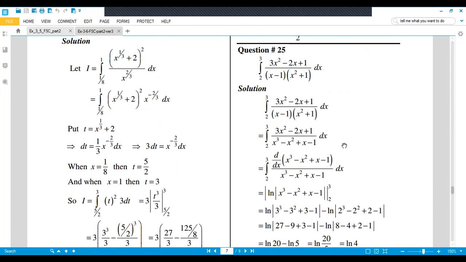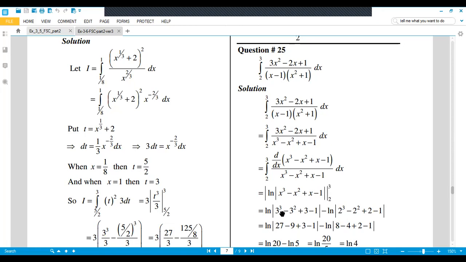Very easy and interesting. Number 25 is 3x square minus 2x plus 1 over x minus 1 multiplied with x square plus 1, we get this. So if you check, the derivative of x cube minus x square plus x minus 1 is present in the numerator. How? The derivative of x cube, 3x square, is present; the derivative of x square, minus 2x, is present; the derivative of x, 1, is present. If the derivative of the denominator is present in the numerator, its integral will be natural log of the denominator.